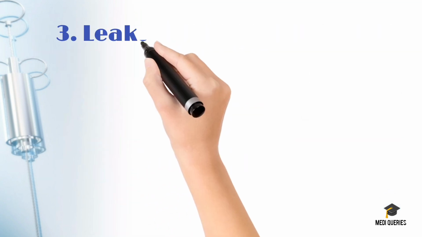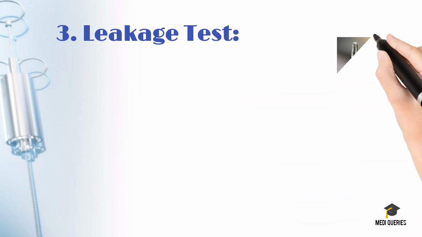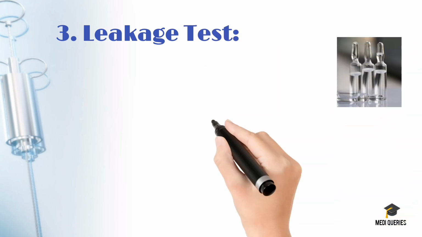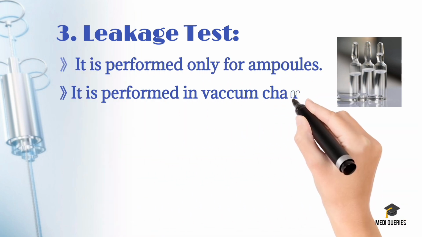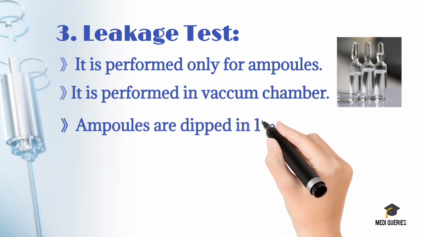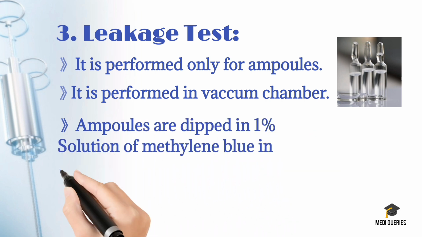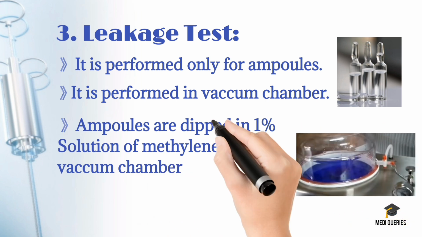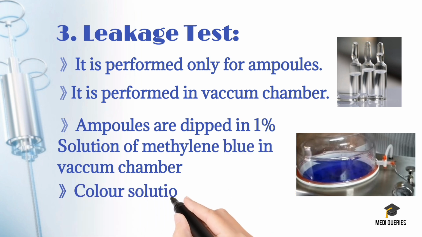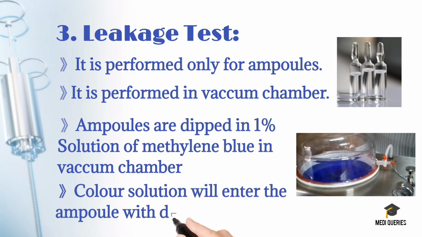The next test is the leakage test. This test is performed only for ampoules which have been sealed by fusion, to ensure that there is no leakage in them. The leakage test is performed in a vacuum chamber. Here, the ampoules are dipped in a 1% solution of methylene blue in the vacuum chamber and vacuum is applied. When the vacuum is released, the colored solution will enter ampoules with defective sealing. The presence of dye in the ampoule confirms leakage, and hence it is rejected.